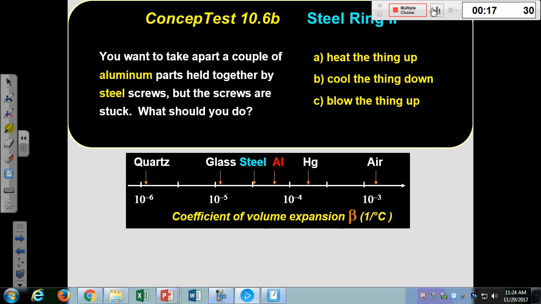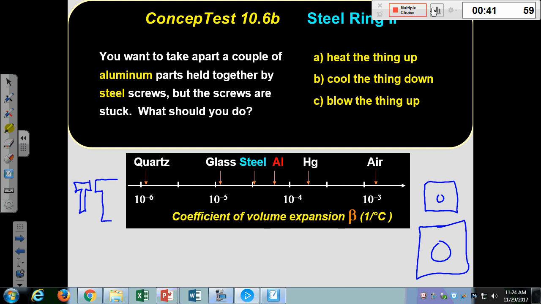Aluminum parts held together by steel screws. Now, you have two things, right? You have a thing with a hole in it, like this. That's like the hole that the screw goes into. And if I heat this thing up, it's going to get bigger. And the hole will get bigger. But I also have the screw. Because as I heat it up, it's going to get bigger too. And so what you want to do is to either heat it up or cool it down such that the screw is going to be smaller than the hole.